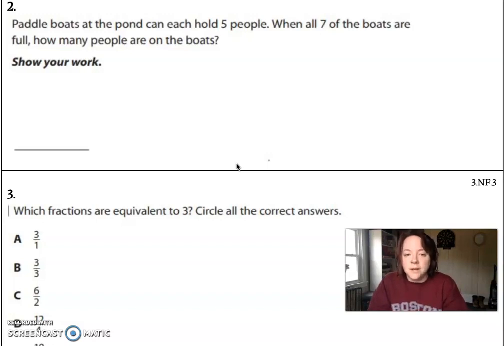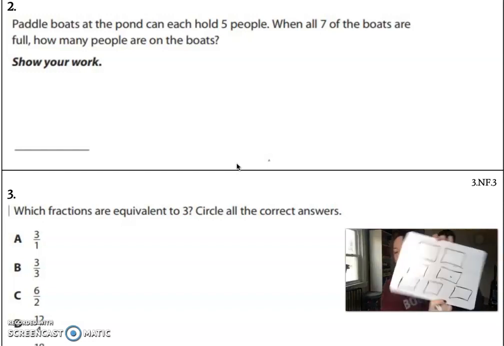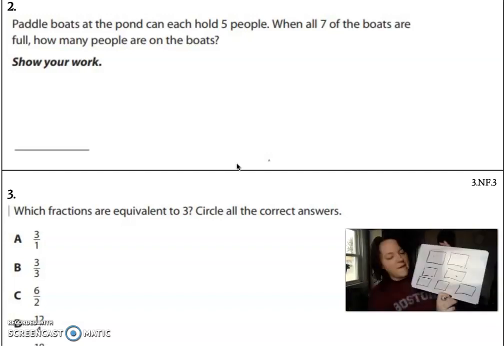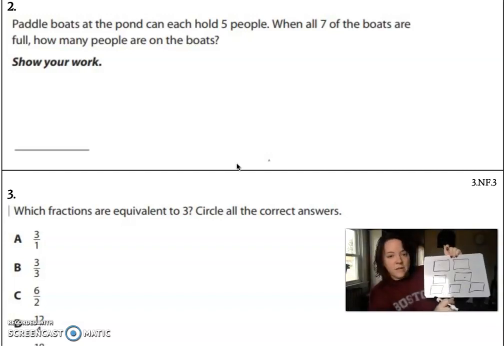So paddle boats at the pond can hold 5 people. Let's look. When all 7 of the boats are full, how many people are on the boats? Okay, so basically they just told us that we have 7 boats. Let's make our boats squares. 1, 2, 3, 4, 5, 6, 7. I have my boats. Now we need 5 and 5. You can hold 5 people.